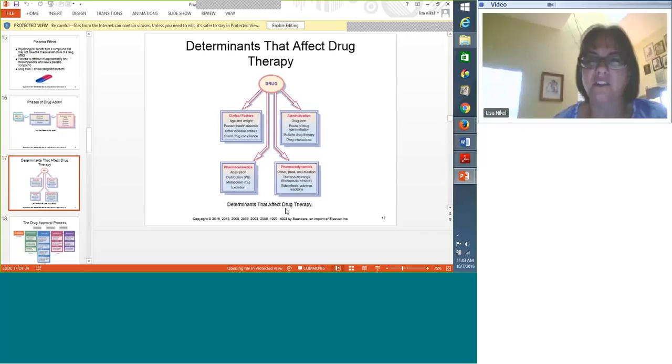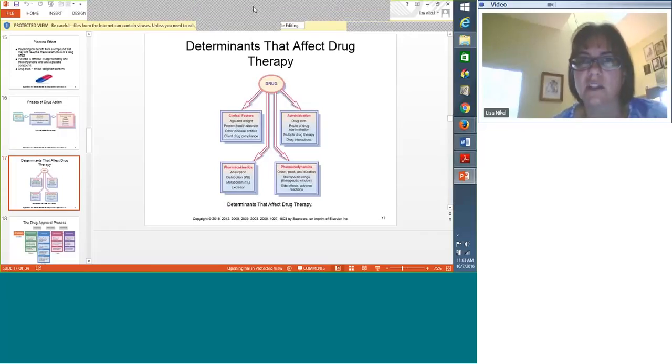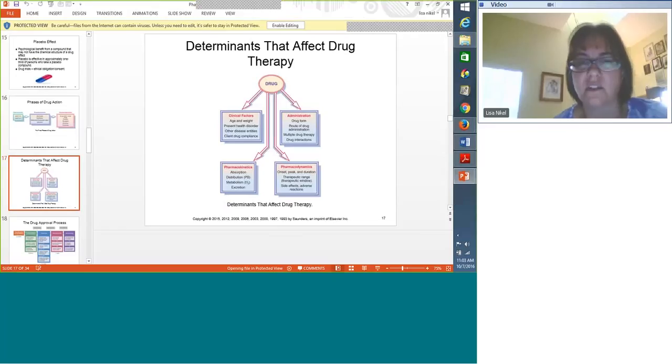Without having a general overview of these, if I told you to go start reading the Davis Drug Guide and look up the classifications for the drug, a lot of this isn't going to make sense to you. We will build upon this, but you have to have a basic foundation of the understanding of these principles.